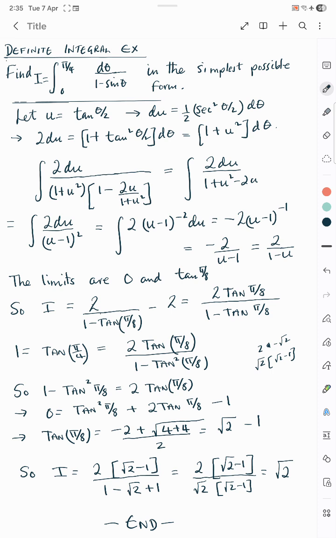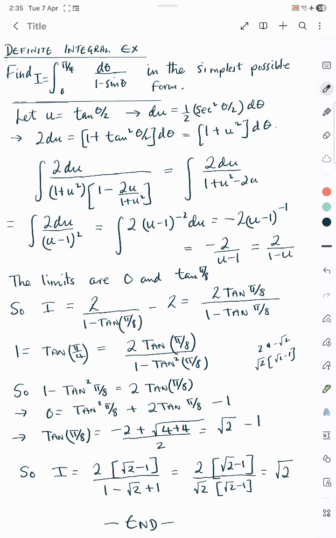So I will equal 2 over 1 minus tan pi upon 8 minus 2, and that simplifies to 2 tan pi upon 8 over 1 minus tan pi over 8. Now we've got to work out what tan pi upon 8 is.